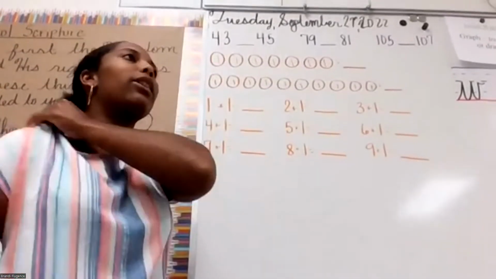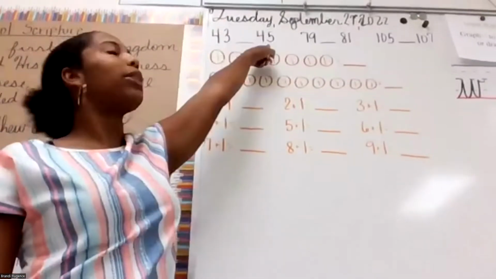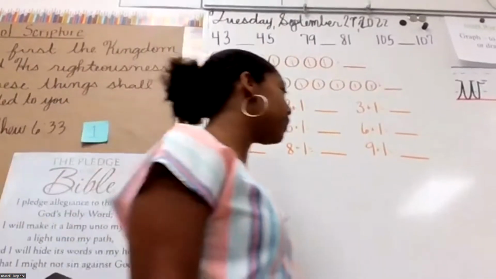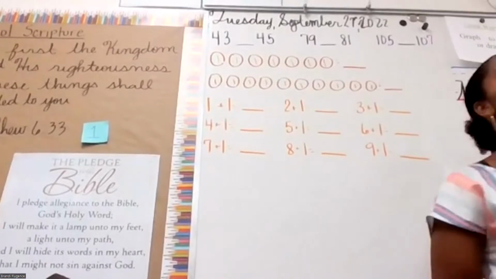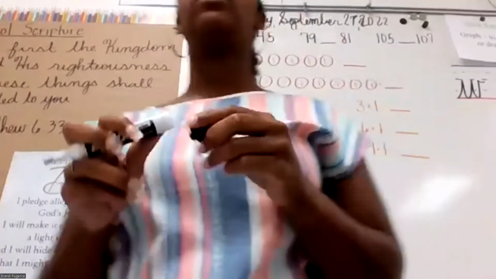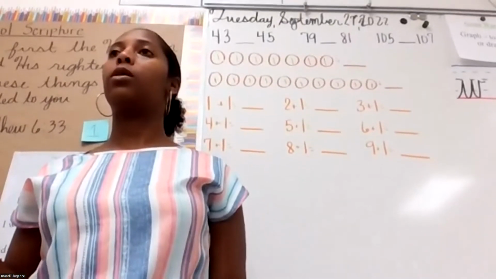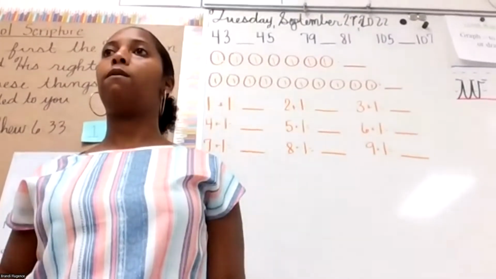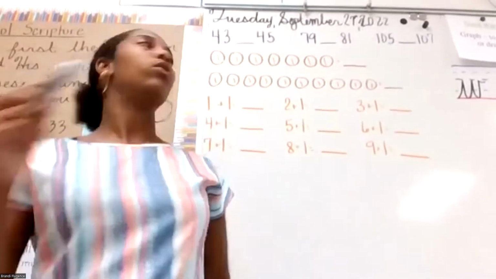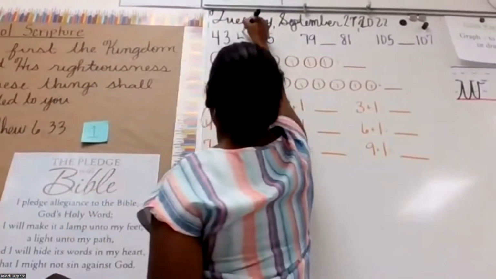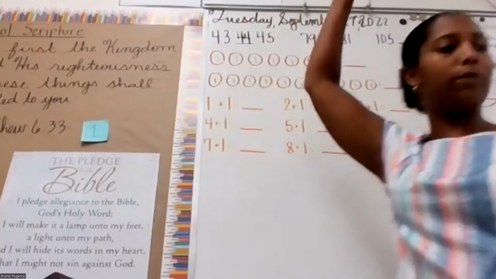So I have in between numbers. I have 43 and I'm ending with 45. What number is missing in between the 2? 44. 43, 44, 45.